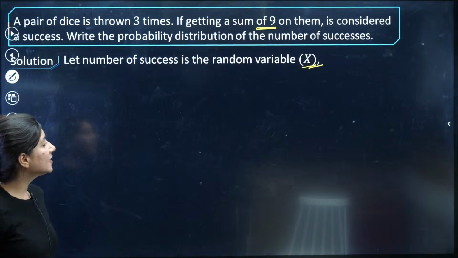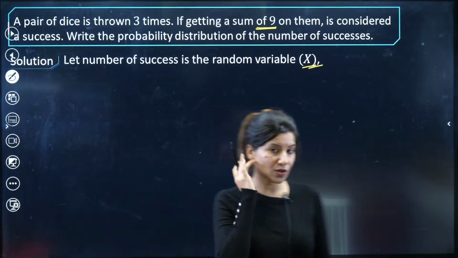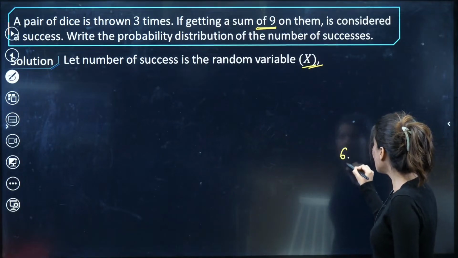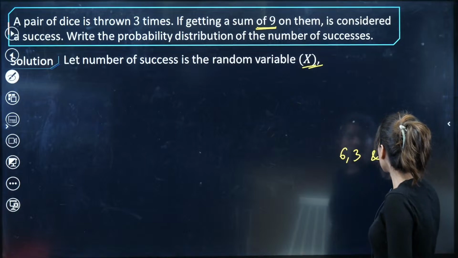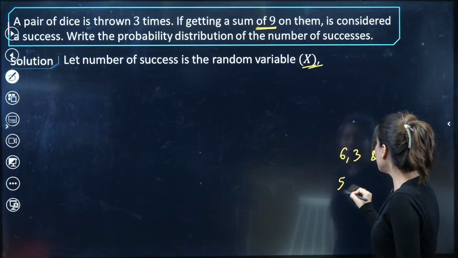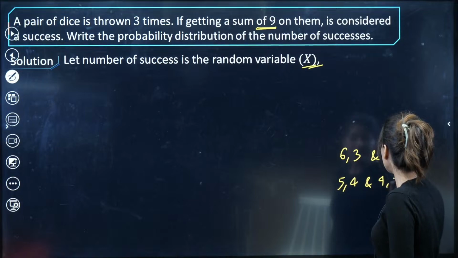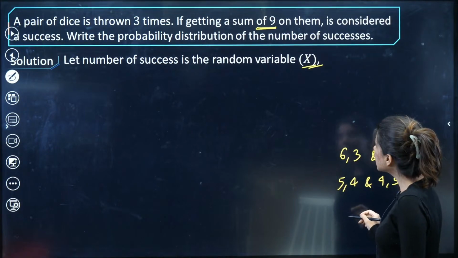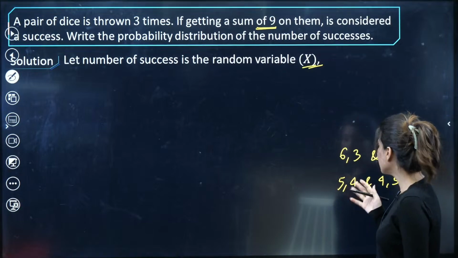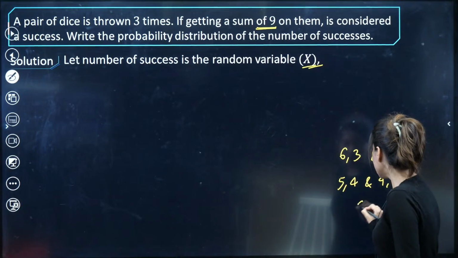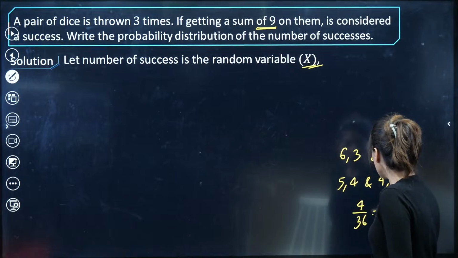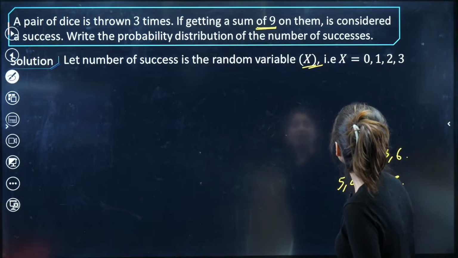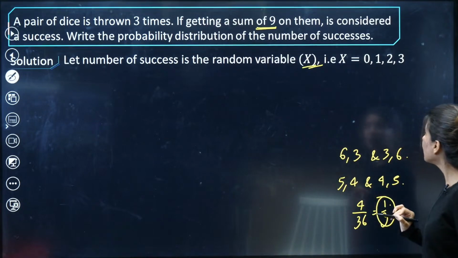So a pair of dice is thrown. How to get a 9 in a single throw? 6, 3 and 3, 6. 5, 4 and 4, 5. Is that it? 2, 7, no. So 4 outcomes. So basically 4 upon 36, that is 1 upon 9, is the probability of success. Probability of success is 1 upon 9.